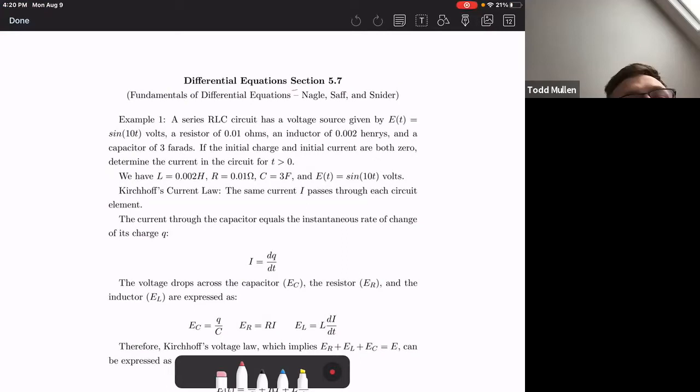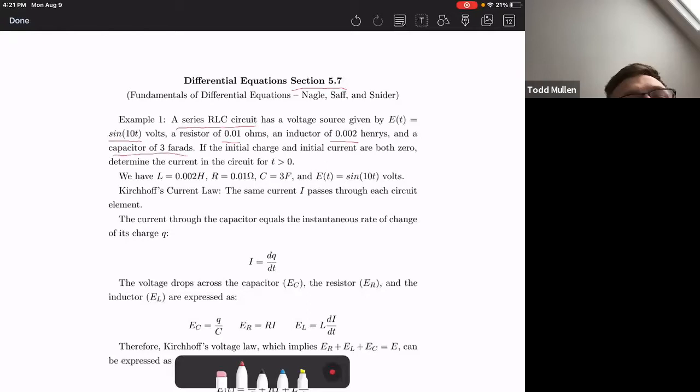This is section 5.7. In this section, our video is really just going to be one long example. And we're going to talk about how to solve these equations relating to circuits. So a series RLC circuit has a voltage source given by E of t is equal to sine of 10t volts, a resistor of 0.01 ohms, an inductor of 0.002 henries, and a capacitor of 3 farads.